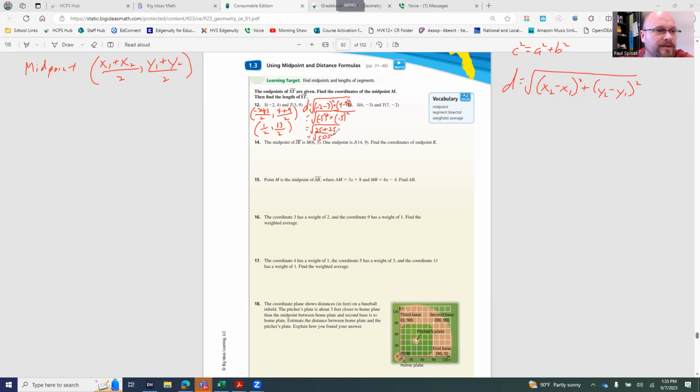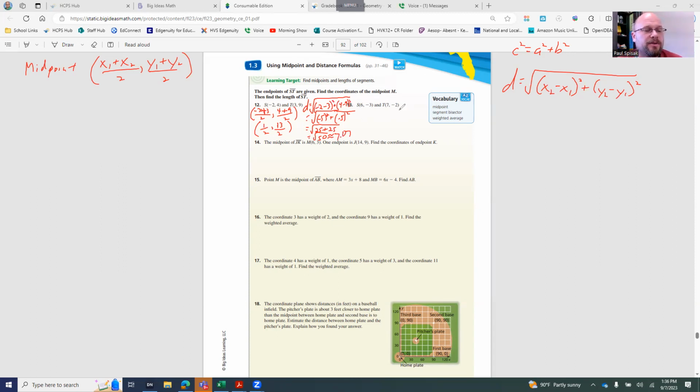Now I don't know the square root of 50 off the top of my head. So let's go to the calculator. That is roughly 7.07 or 7.1, depending on what we're rounding to.